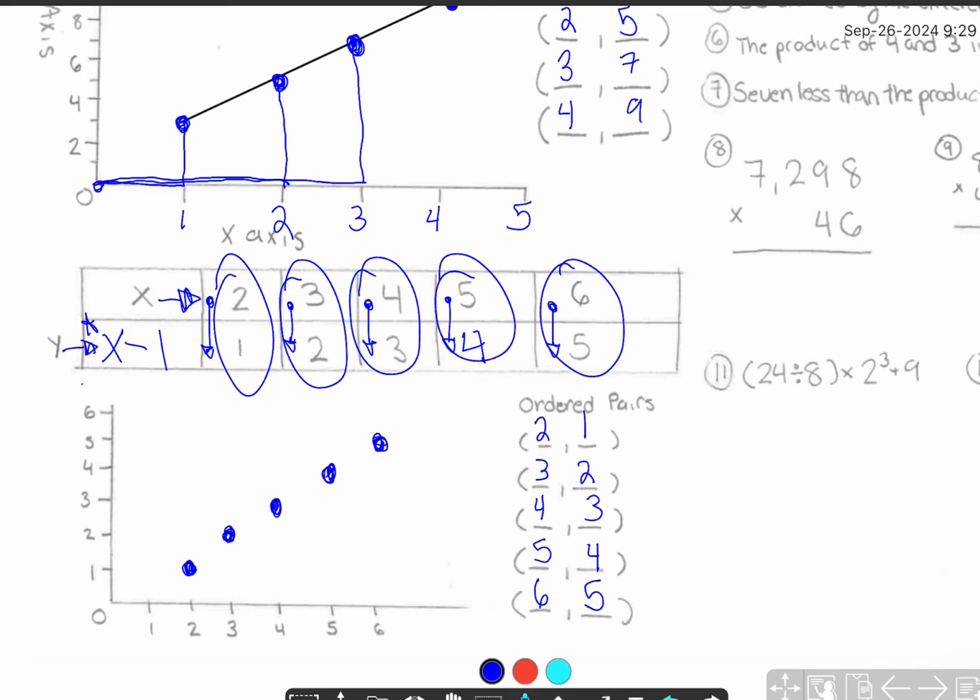And if you did it correctly and you have all your points pretty close, I know they're not going to be perfect, but you should be able to make a straight line from your first point all the way to your last point. And they should go on and on and on forever. So if you plotted all the points correctly, I want you to put a check next to your coordinate plane. If you found the rule, put a check. If you found the missing one, put a check. And if you got all the ordered pairs correct, put a check.